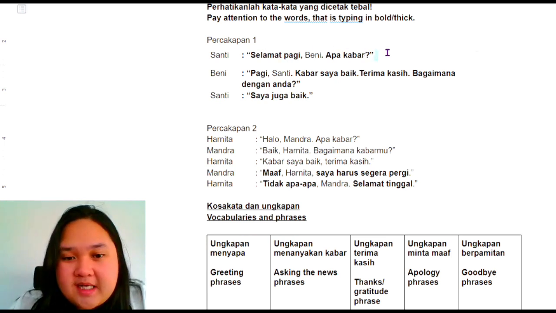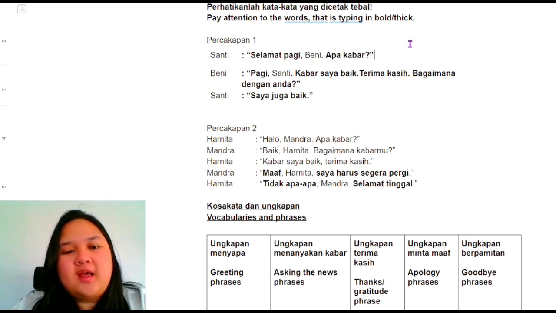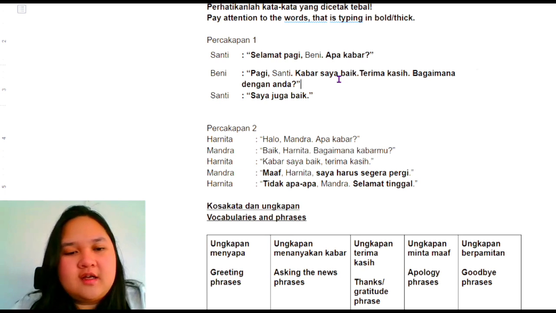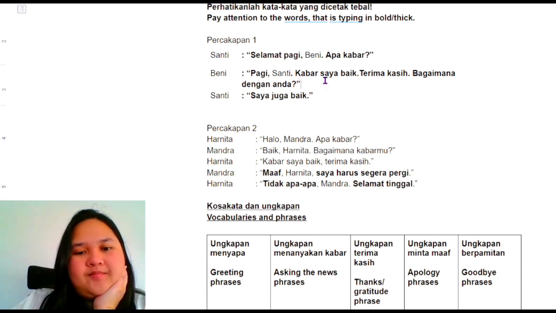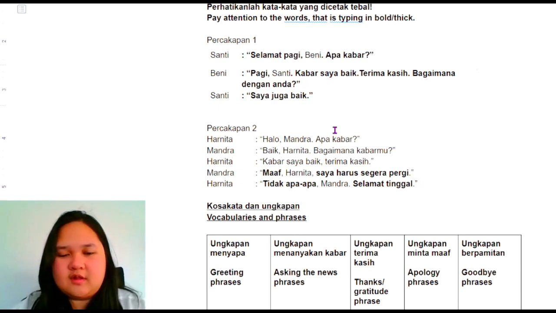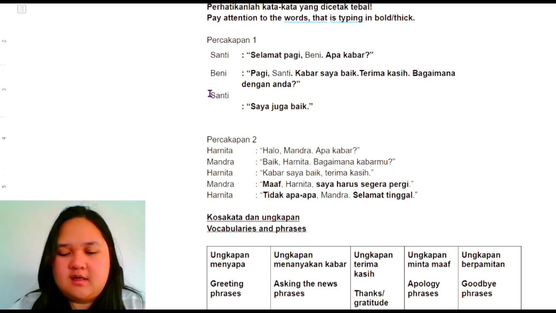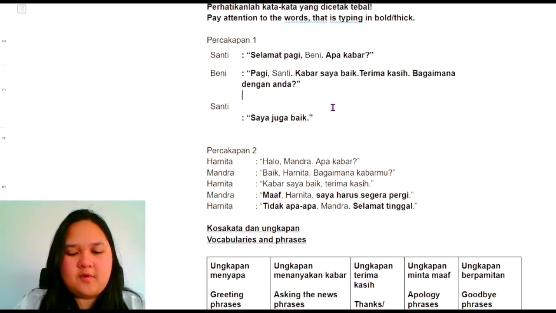Selamat pagi Benny, apa kabar? So, good morning Benny, how are you? And here Benny said, morning Santi, kabar saya baik, terima kasih. Bagaimana dengan Anda? So here I would actually write down the meaning, so you can also review it yourself. Here, morning Santi, my news is good.